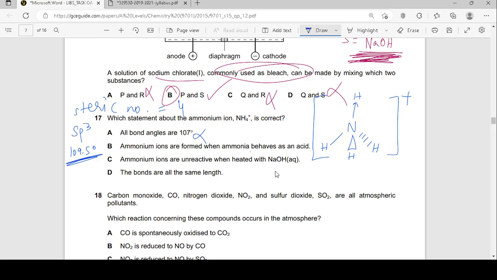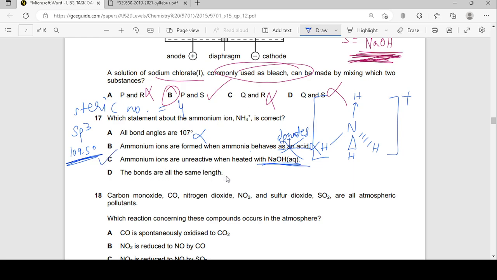Ammonium ions are formed when ammonia behaves as an acid. Ammonia behaves as an acid means it donates H+, but ammonia doesn't donate H+. Ammonia accepts H+ to form the ammonium ion, right? So that means it acts not as an acid, but as a base. You should know that ammonia is a base, not an acid, from your chemistry factual knowledge. Ammonium ions are unreactive when heated with aqueous NaOH. No, because if ammonia behaves as a base, that means that ammonium ions behave as an acid, right? That's your conjugate acid-base theory. So ammonium ions are unreactive when heated with a base, NaOH aqueous? Doesn't seem likely because an acid-base reaction will occur. Am I right? So I would say that the answer is C.